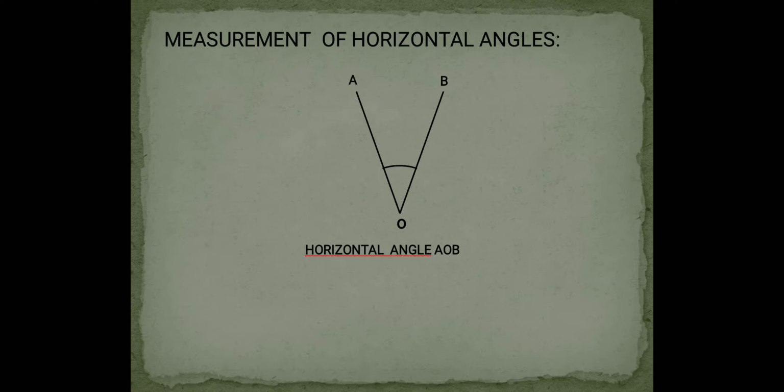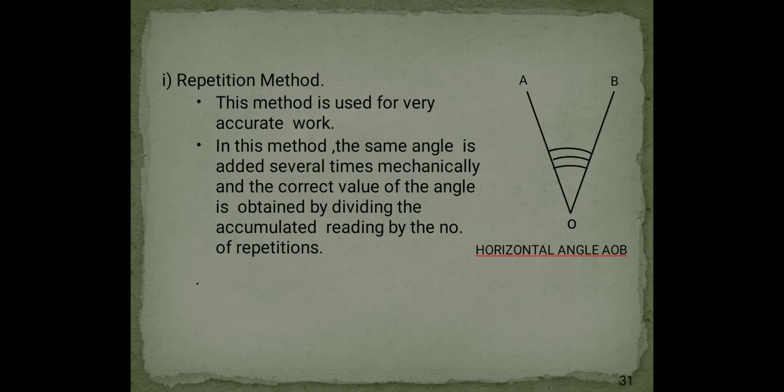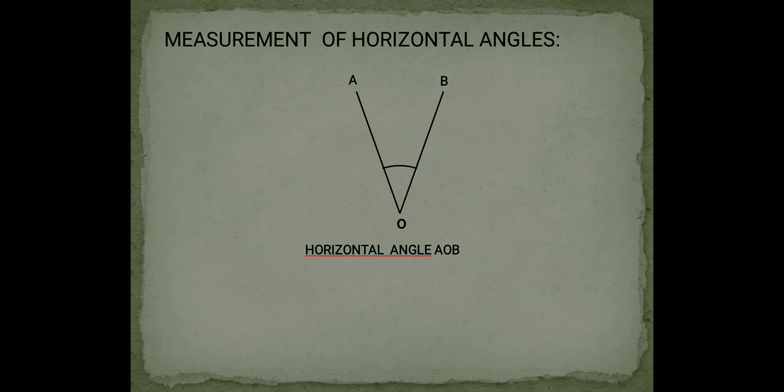Measuring horizontal angles. This is a simple figure showing the horizontal angle AOB. In the general method, we normally keep the theodolite at any station point, and two ranging rods are kept at the two station points on either side. If we focus on the first station point A, it is fixed and set as 0 on the vernier scale. By loosening the clamp screw, we move on to the next station.